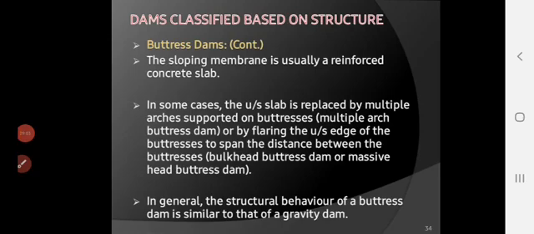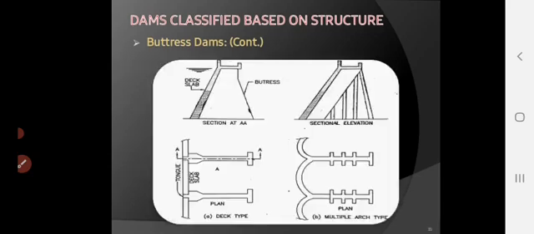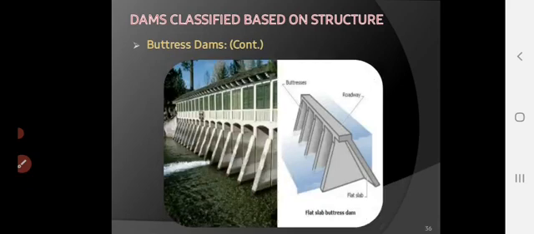So it consists of a concrete slab and the piers or buttresses. If the deck slab is of flat shape, then it is a bulkhead buttress dam, and if it is of curved shape, then it is a multiple arch buttress dam. So generally the buttress dam behaves like a gravity dam, right? This is one of the figures of a buttress dam, 3D view and original view, right? The top portion of all types of gravity dam can be used as a road or connectivity from one side to another side. So this is a buttress dam.